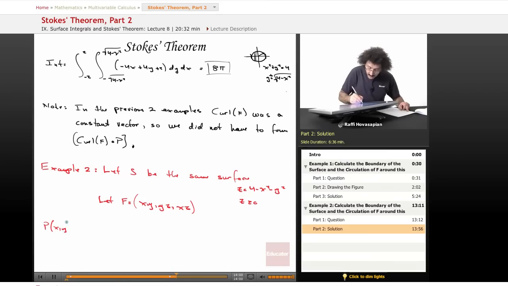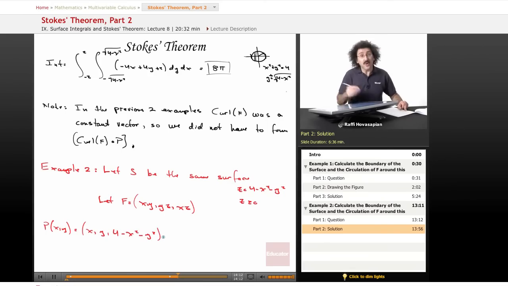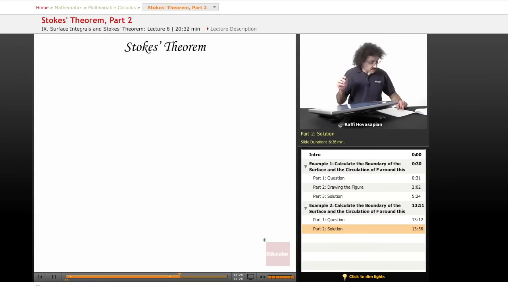Okay, so we have our parameterization, which is always what we want to start off with. It's x and y, and of course the function itself, 4 minus x squared minus y squared. We already know what n is. We calculated it from before. So n is equal to 2x, 2y, and 1.